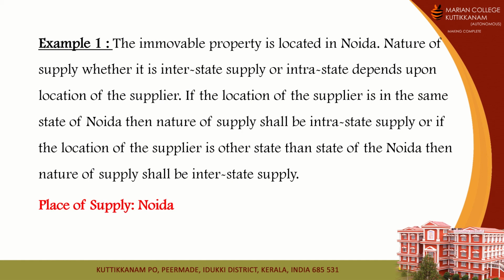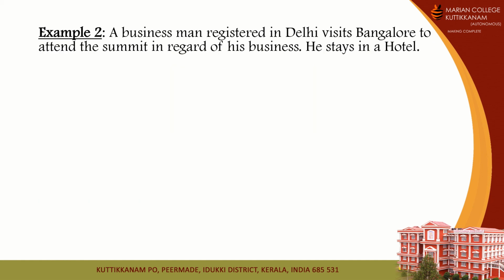Then the second example. A businessman registered in Delhi visits Bangalore to attend a summit in regard to his business. He stays in a hotel, that is, lodging in an accommodation. In that case, what will be the place of supply of service? It will be the location of the hotel, that means Bangalore.